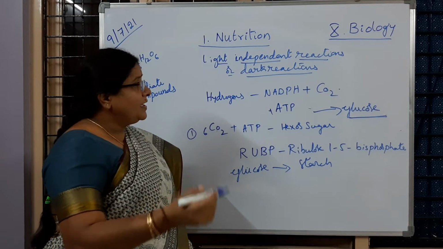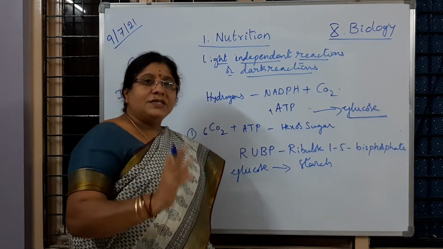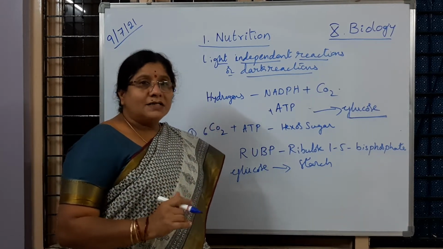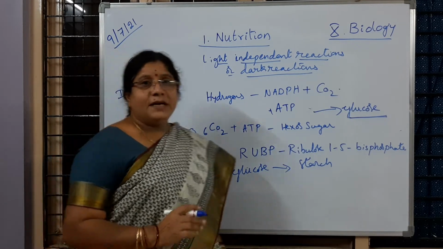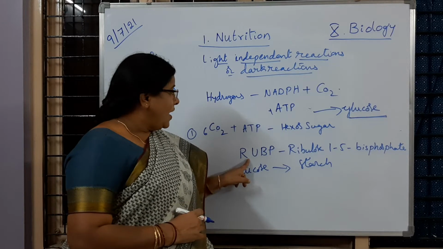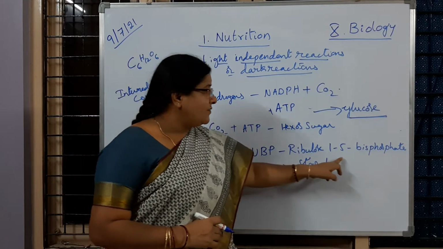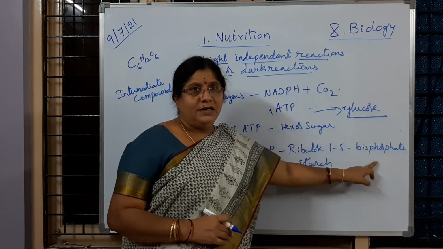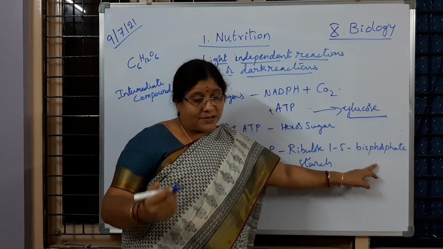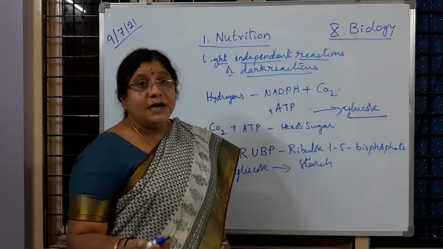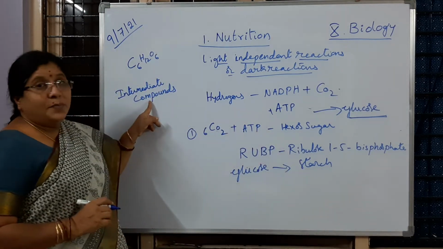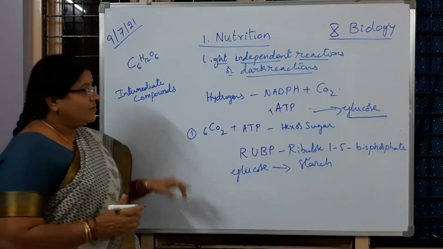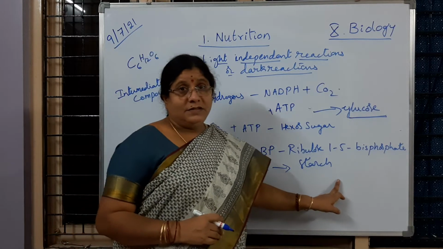So before we get the glucose, whatever products are formed in the reactions are called reaction intermediates or intermediate compounds. One example is RUBP, ribulose 1,5-bisphosphate. Then hexose sugar or glyceraldehyde 3-phosphate, all these are said to be intermediate compounds, and finally they are going to be converted to starch. Is it clear to children?